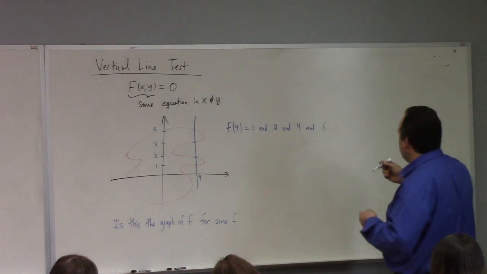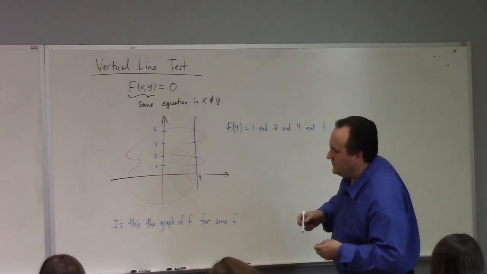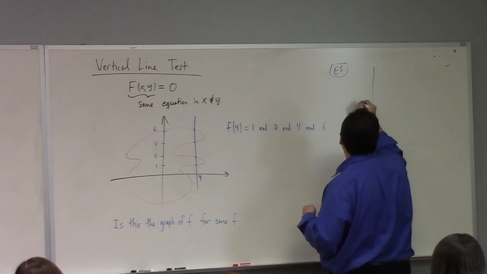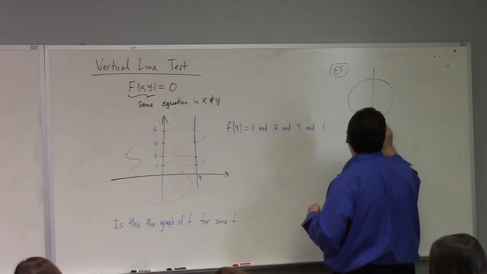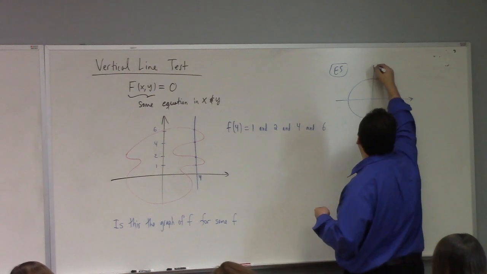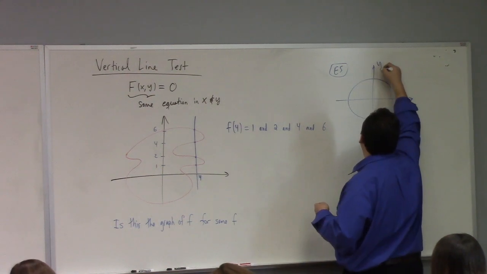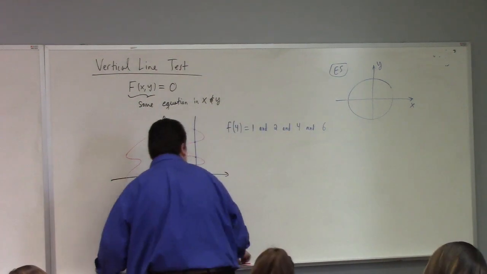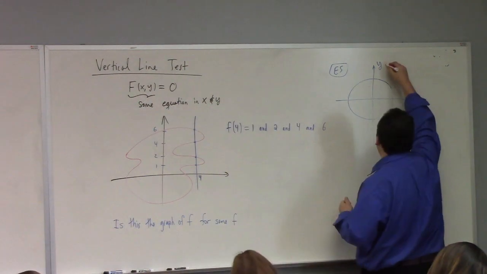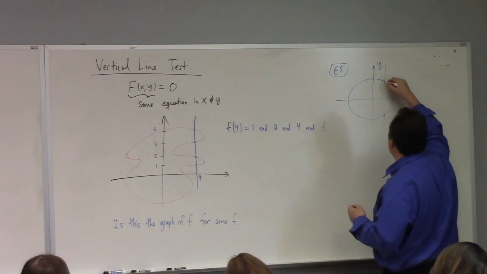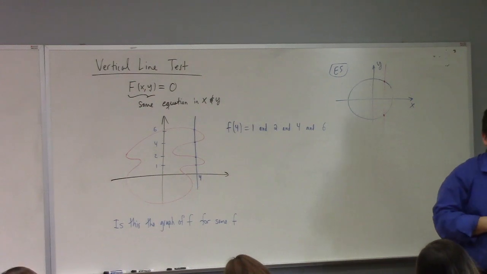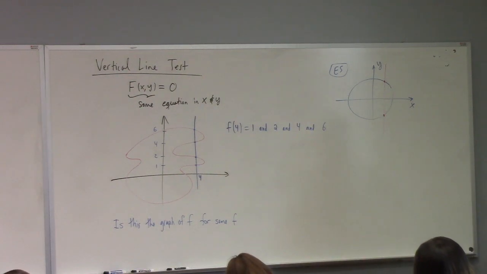Here's a more simple example. If I'm looking at this shape, a circle, is this the graph of a function? Well, the answer is no, because it fails the vertical line test. So you got these 2 y values for a single x value. So this is another kind of question we like to ask you guys.